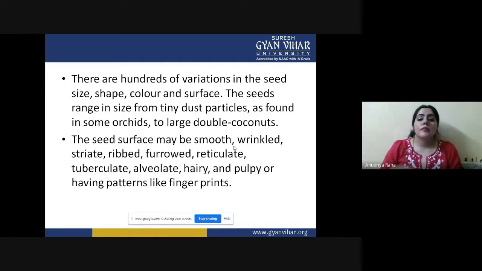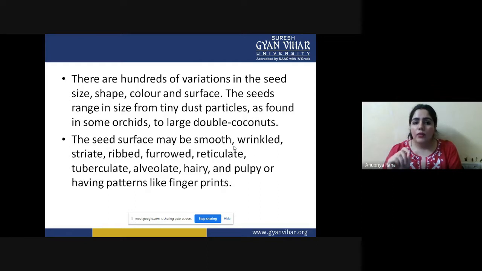The seed ranges in size from a tiny dust particle as found in some orchids. So if we see the variation in their size, it can be from a very tiny dust-particle-like seed inside the orchid to the large double coconut. You all know how big the coconut plant's seed is because you ate coconut. The thing that holds the coconut you ate is the seed of the coconut. So you can see how large it is.